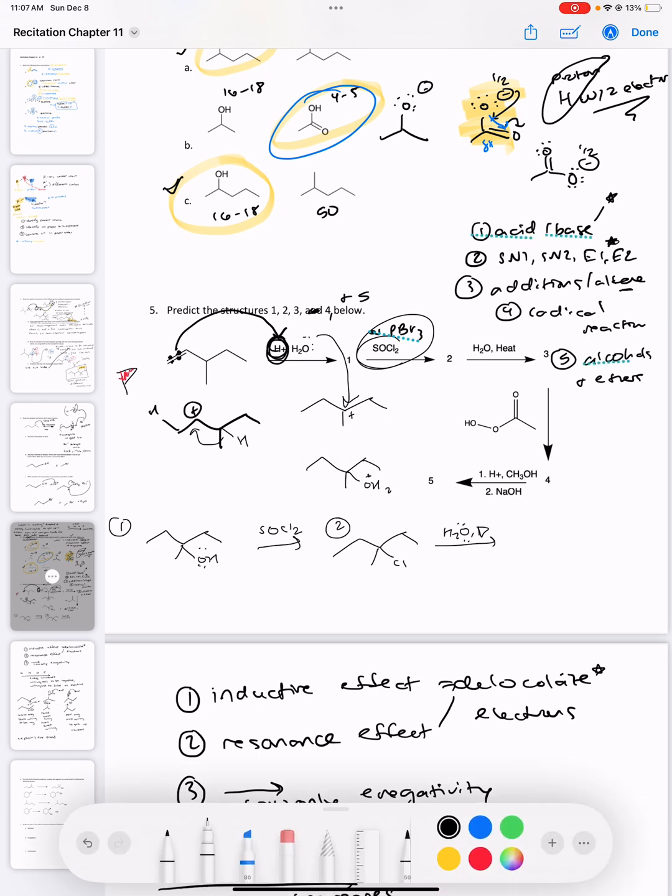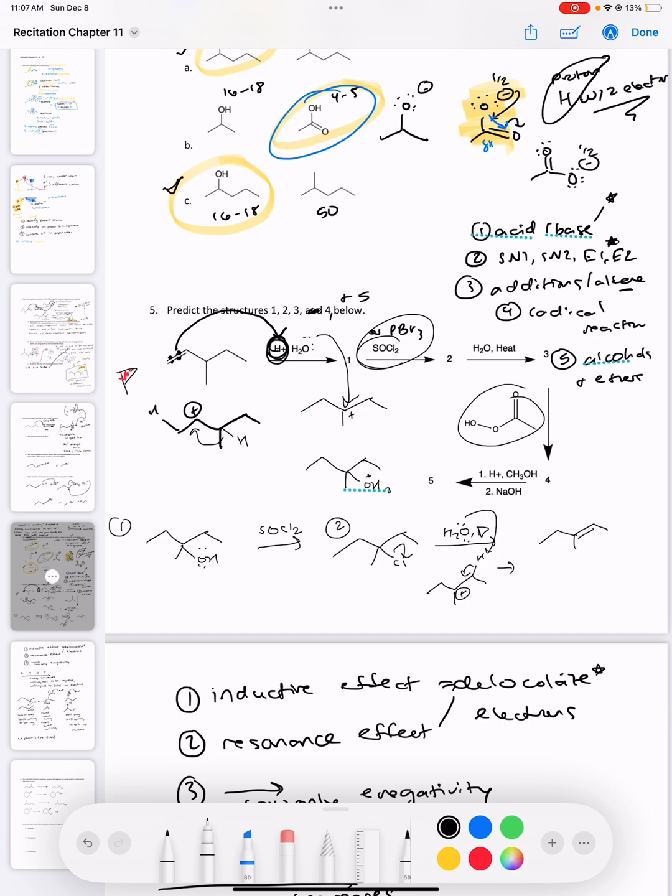But with heat, if I'm thinking about my decision tree, heat's going to go elimination. We have a weak nucleophile, a tertiary leaving group, so I think this is going to be E1. And so we'll get this carbocation right here, and then probably water will steal this and give us a new alkene as our answer for part 3.